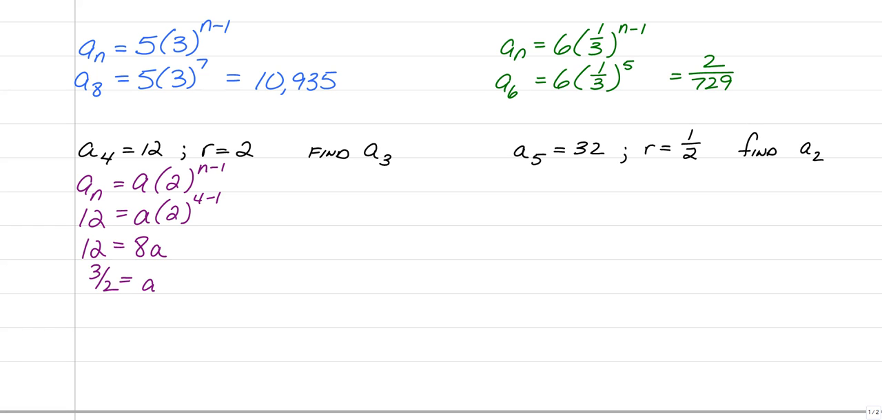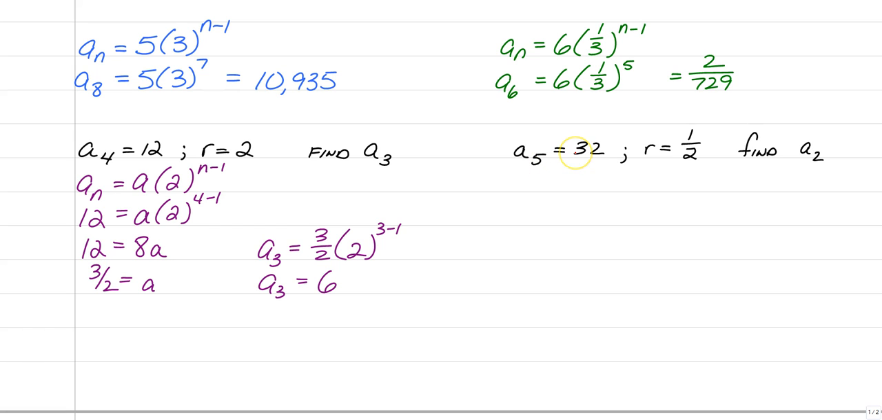So once we know a is equal to 3/2, we can substitute that in and find a sub 3. So we're just going to say a sub 3 is equal to our initial term, 3/2, times our rate of 2 raised to the 3 minus 1 power, and that's going to give us a sub 3 is equal to 3/2 of 4, which is going to give us 6. Okay? And of course, you could just type that in the calculator if you want to. So why don't you pause the video and try the next example. Give it a shot.